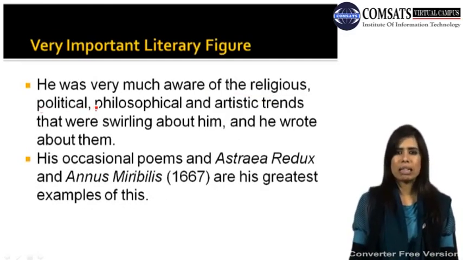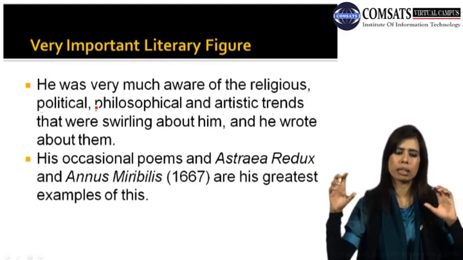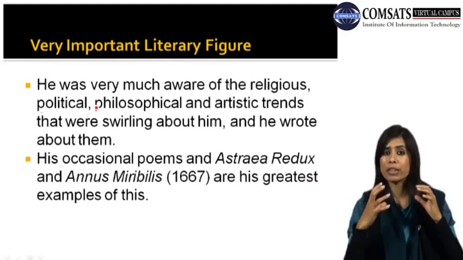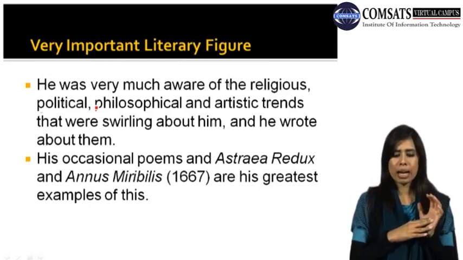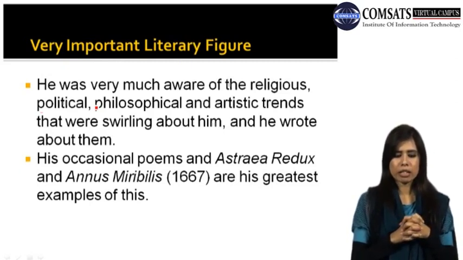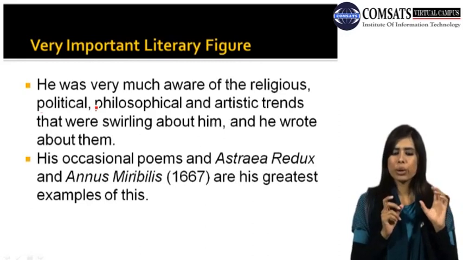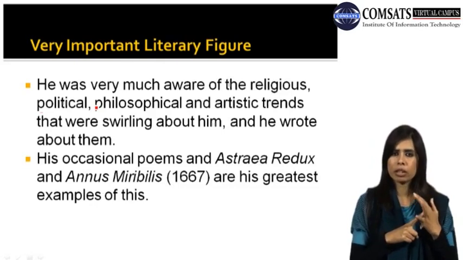He was a very important literary figure of the Restoration period because he was very much aware of the religious, political, philosophical and artistic trends that were swirling about him, and he wrote about them. So basically his writings are a combination of religious, political and philosophical themes, along with artistic trends. That is why he is very famous. His occasional poems, Astrea Redux and Annus Mirabilis, which he published in 1667, are his greatest examples of this. In these two poems you can see the religious, political, philosophical and artistic taste of Dryden.